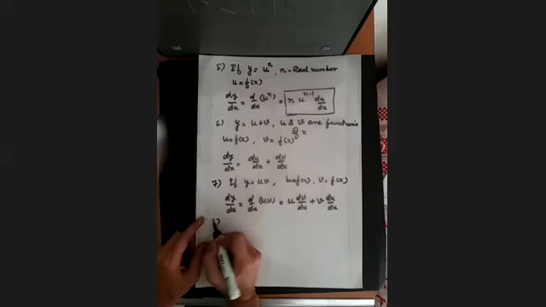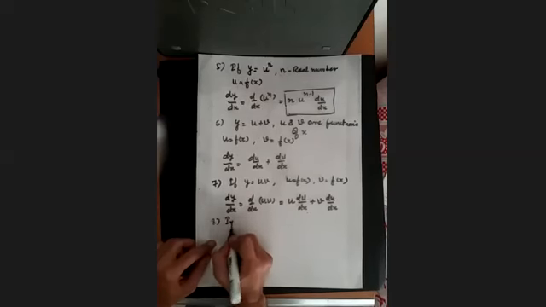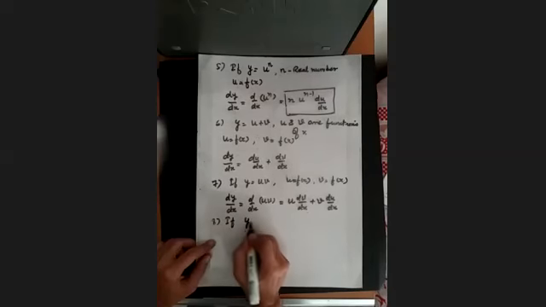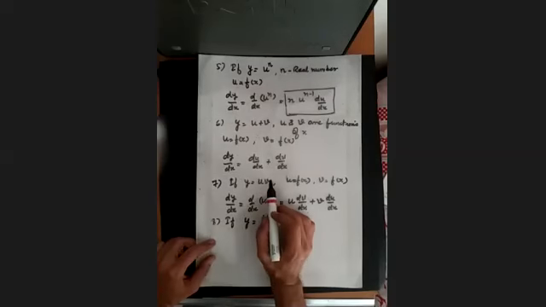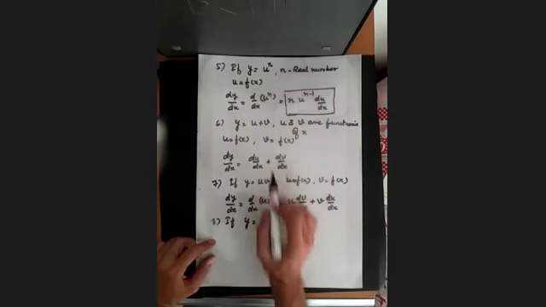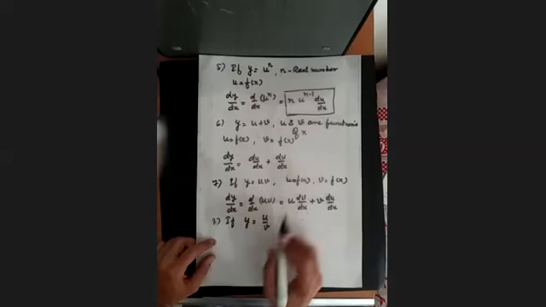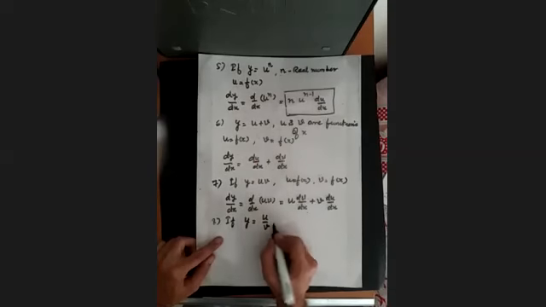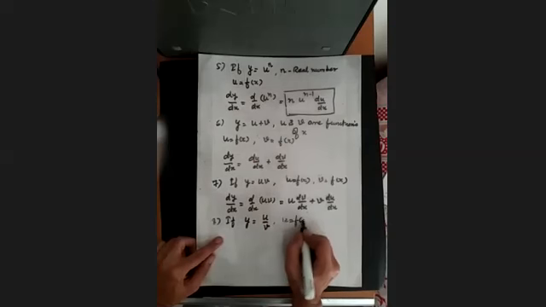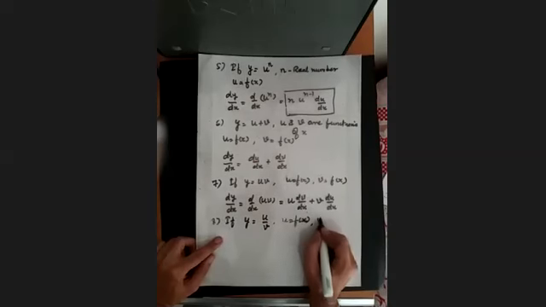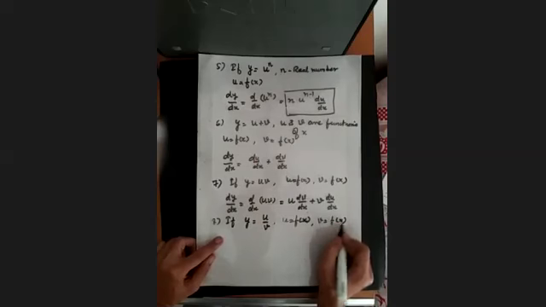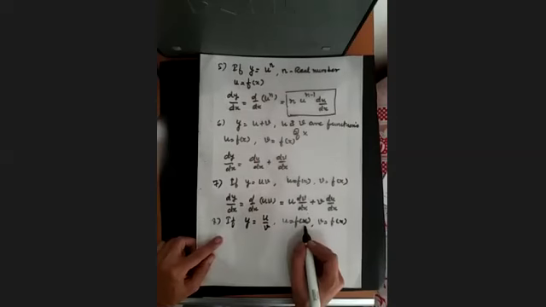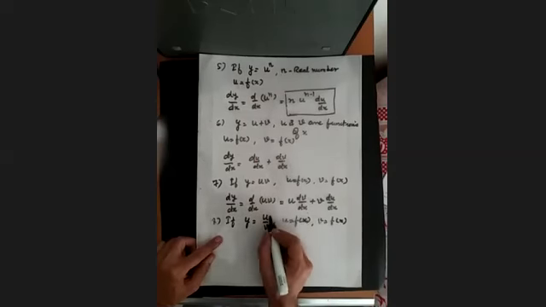So 8, if y is equal to u divided by v. So first we had addition of the two functions, then we had the product of the two, now it is the quotient of the two. Now u is again a function of x, v is again a function of x. So v depends upon x, u depends upon x, and y depends upon u as well as v through this relation.